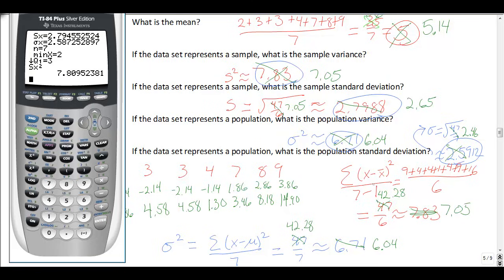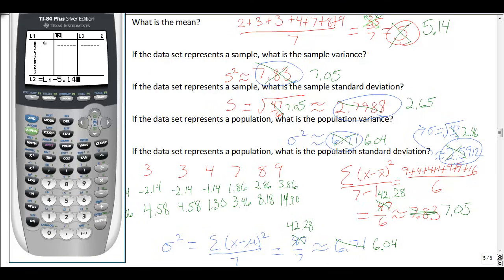How about this 42.28 thing? Actually, a nice way to do that is if you go to stat and edit, you can go over to L2 here. And what you can do now is you can make L2 be L1 minus the 5.14.